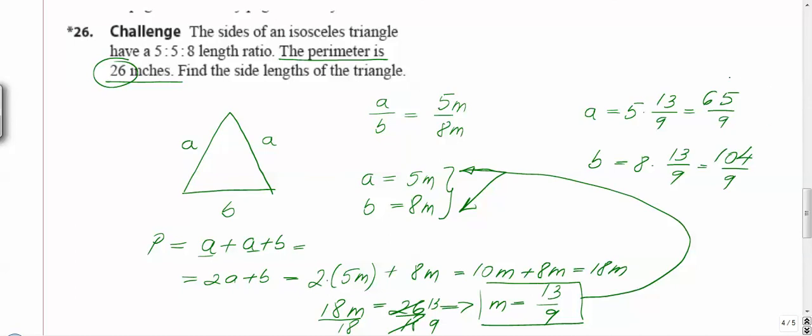You can change this one into decimals or into mixed numbers. It's up to you. It depends on which way the test is requiring you to answer. But if there is no other specification on it, you are pretty much done. Okay, this is it.